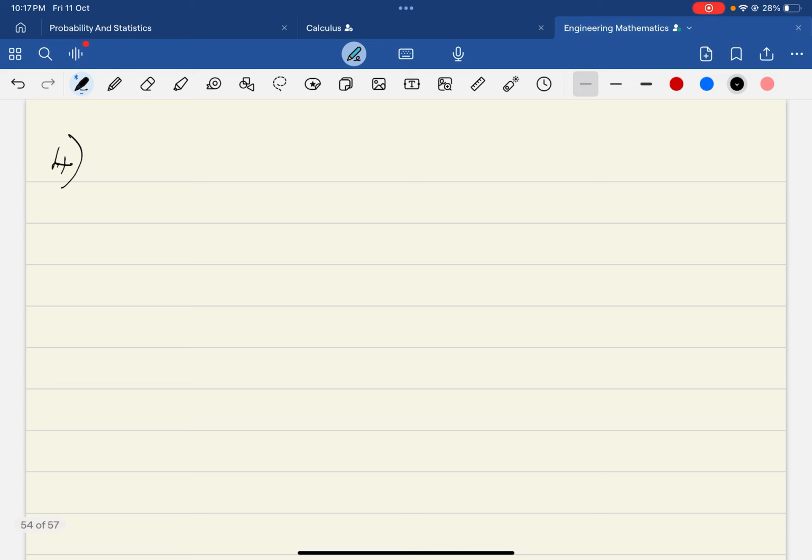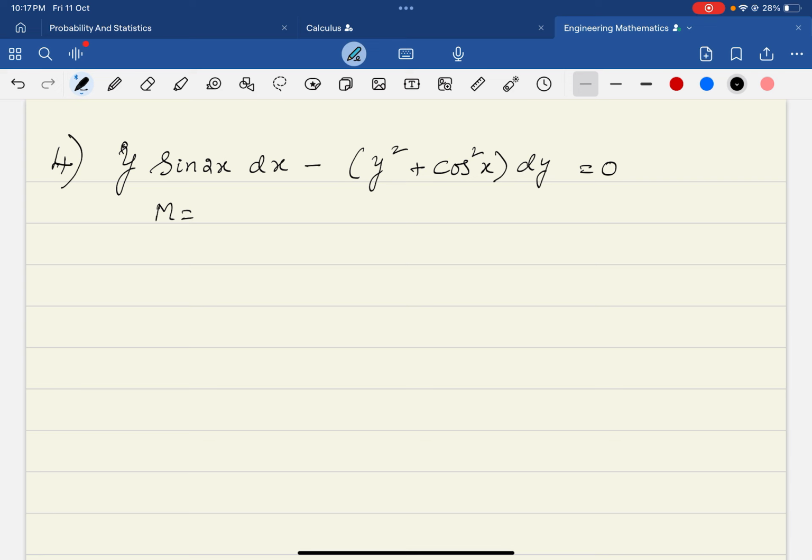Now coming to the fourth question, it is y sin 2x dx minus (y² plus cos²x) dy is equal to 0. So now what is M here? It is y sin 2x. And what is N here? Please remember there is a negative sign here, so along with the negative sign we have to take it. If it's positive it's okay. If it is negative you have to be a little more alert.